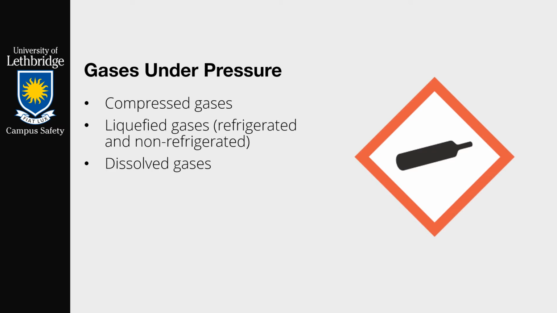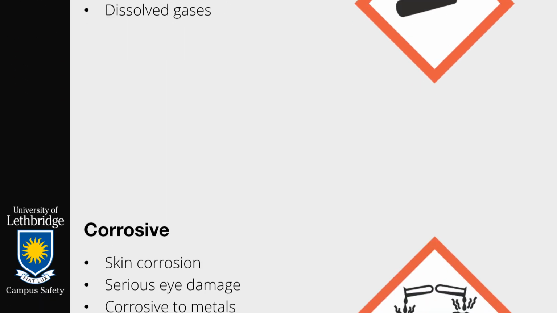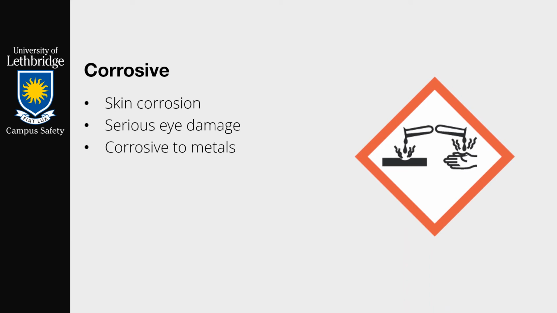These include any gases that are compressed, liquefied, refrigerated or non-refrigerated, or dissolved. The corroding hand and metal pictogram represents corrosive substances. These materials can cause skin corrosion, severe eye damage, or corrosive damage to metals.